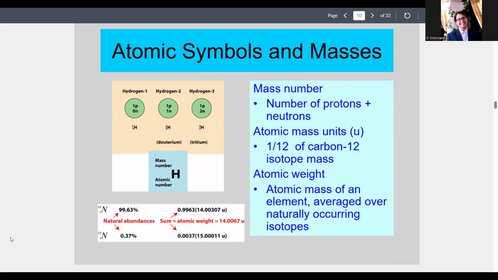We have just some more symbols on things. I'm going to skip this because it's not super important.